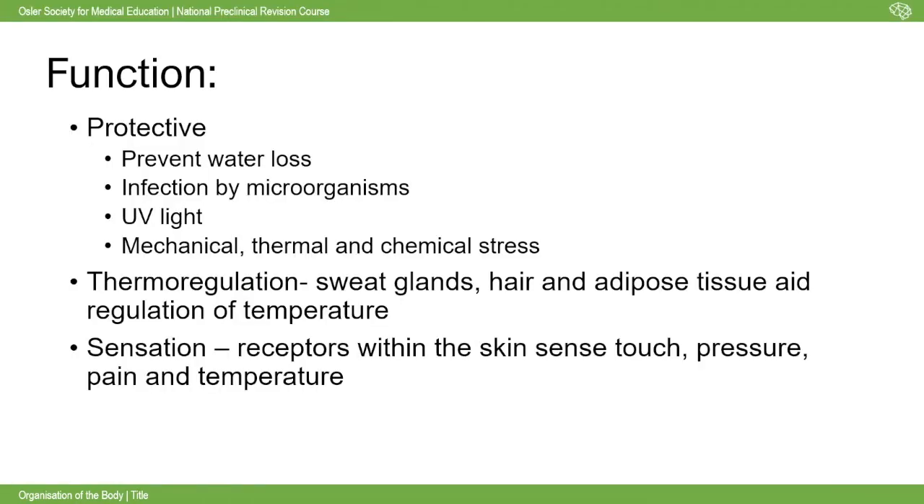So now moving on to a particular example of epithelia, skin is often asked about in our Part Bs because it's a great example of many different layers of epithelia having different functions. So the function of our skin is actually largely protective in terms of preventing water loss, preventing infection by microorganisms, preventing damage from UV light. So these are just some examples of our mechanical, thermal and chemical stresses, but it's also involved in thermoregulation through sweat glands, hair and adipose tissues, and sensation due to nerve cells within the skin.